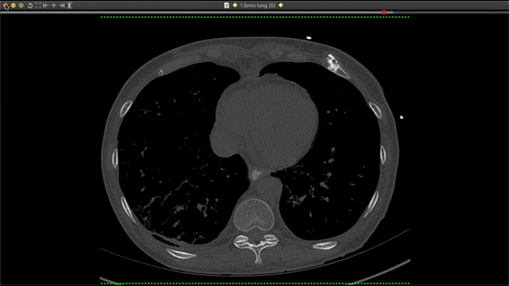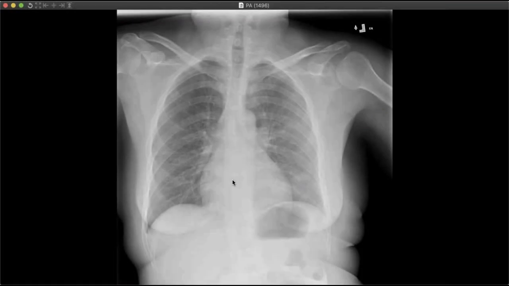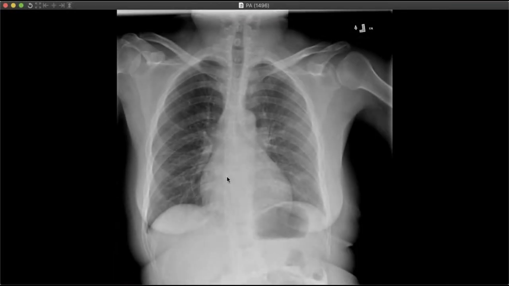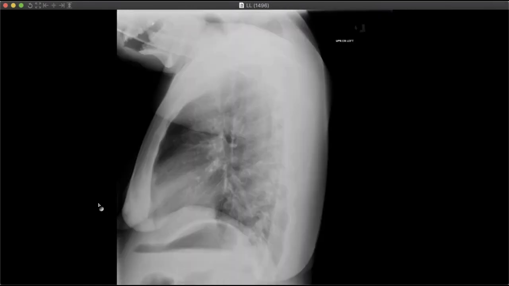All right. And then last case, nothing terribly exciting, but this was a 40-year-old female who came in short of breath and carries a diagnosis of lupus. You look at her chest radiograph, and she's got a little curve to her spine. You might argue it looks a little hazy. There's maybe some ill-defined opacity in that left lung. You go to the lateral, not terribly exciting.